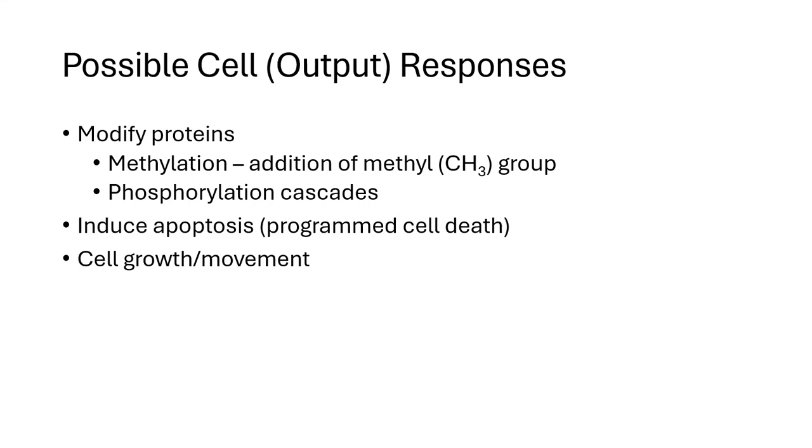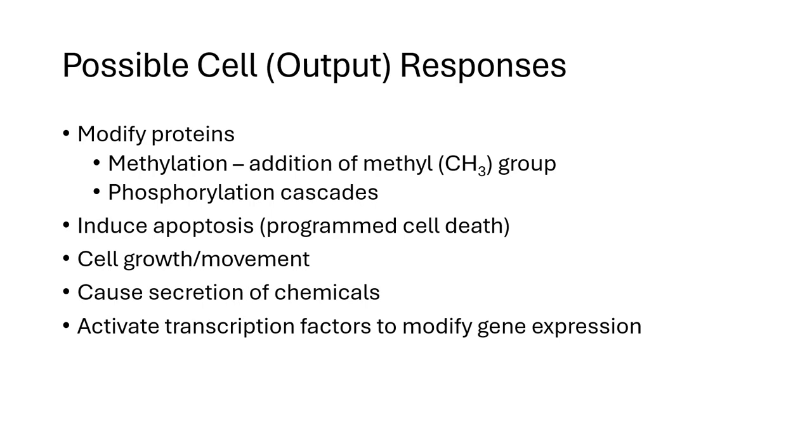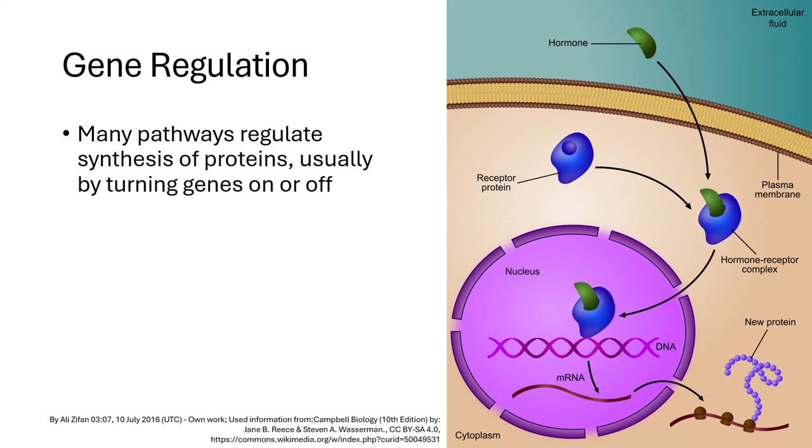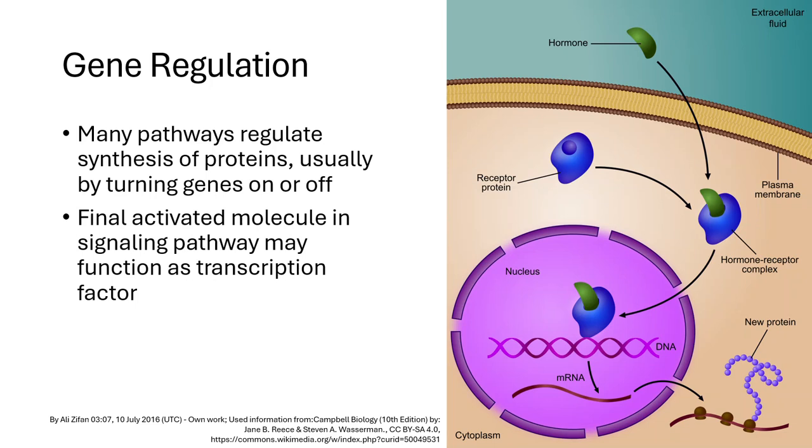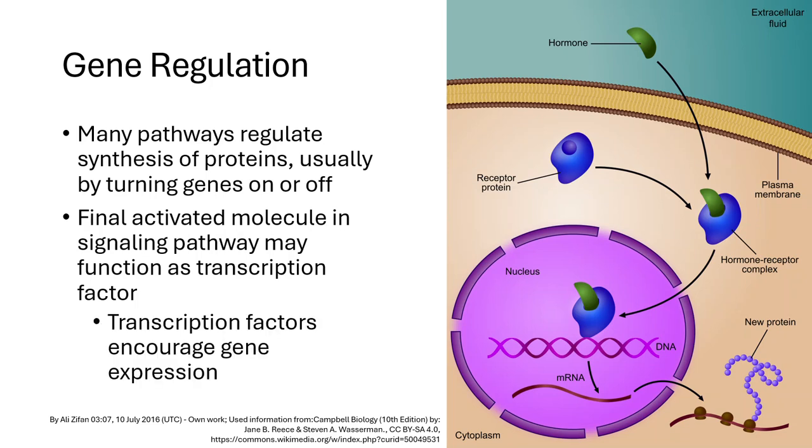They can cause the cell to grow or to move in a certain way, cause the cell to release chemicals, or what's most common is to activate a transcription factor and modify gene expression. So turn on the expression of a gene or turn it off. So gene regulation is a very common result. What happens is these signaling molecules will then activate a transcription factor, which we'll talk about more in the next unit. A transcription factor is going to usually encourage the expression of certain genes. So once you activate a transcription factor, it's like turning on a gene so that a specific protein will be made.